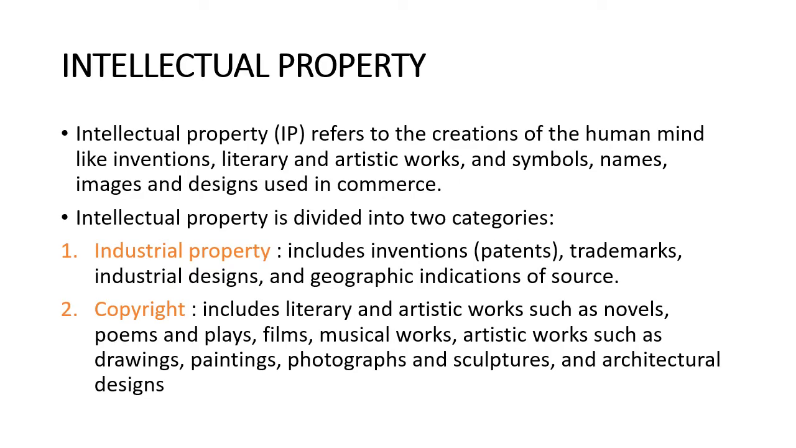What is intellectual property? Intellectual property refers to the creations of the human mind, like inventions, literary and artistic works, and symbols, names, images, and designs used in commerce. Intellectual property can be divided into two: industrial property and copyright. Industrial property includes inventions, which are protected by patents, and trademarks, industrial designs, and geographical indications of source. Copyright mainly deals with artistic or literary works such as novels, poems, plays, films, paintings, etc.